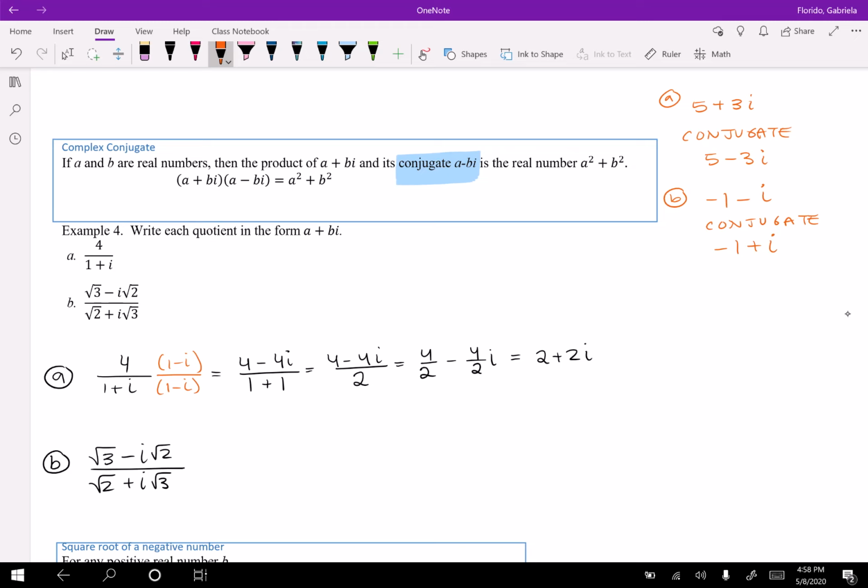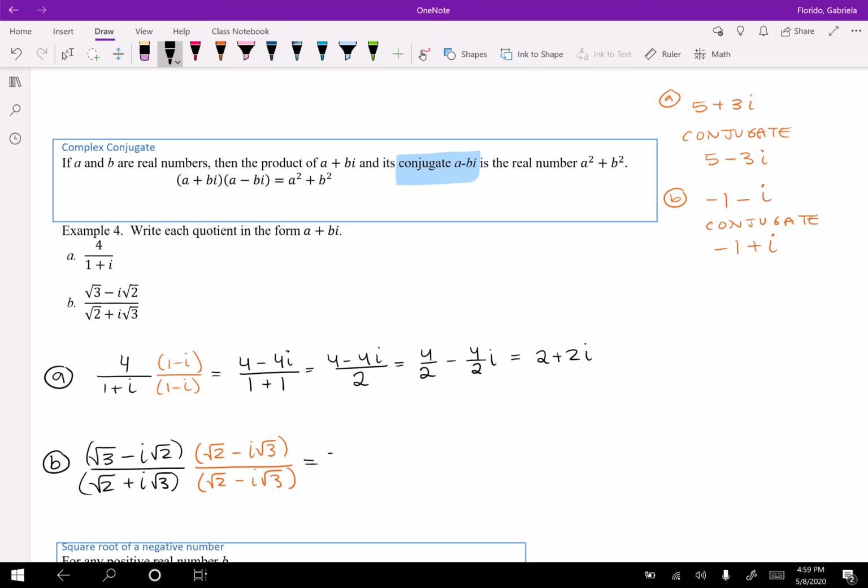The way that we divide these two and have it in the form a plus bi is, again, by having just one single number in the denominator. And what's going to help us get that is multiplying by the conjugate. So I'm going to multiply top and bottom by the conjugate: the square root of 2 minus i square root of 3. I'm going to add parentheses here because, again, we have binomials, so we want to make sure that we multiply every single term. So let's do this.